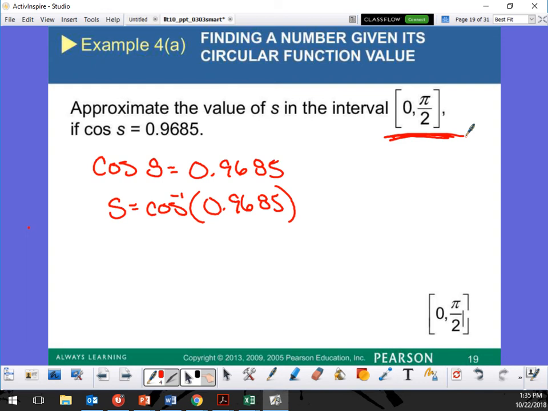That's 0.2516. 0.2517. 0.2572. 0.2572 like that? There we go. That's what my angle is.